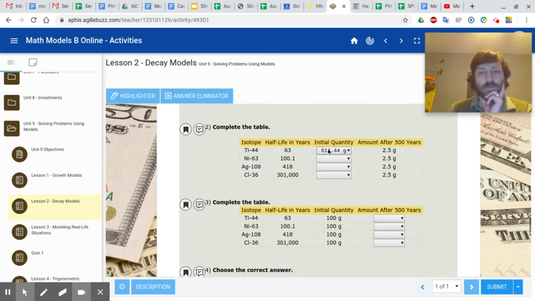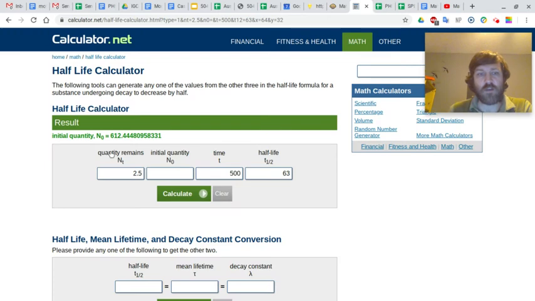So in this, they've given us the half-life, they've given us the time, 500 years, and they've given us the amount that's left after 500 years. We've got to figure out, well, how much did it start with if we ended up with 2.5 grams at the end of 500 years? And so we're going to be jumping to this calculator, and you can enter any 3 out of the 4 values on this calculator.